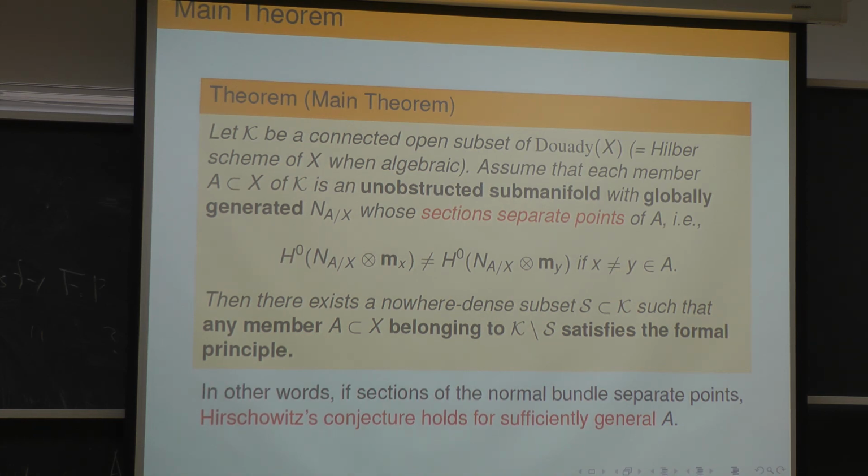If you would like to see a more explicit example, the original motivation of the problem was cases like this. People are interested in cubic hypersurfaces nowadays. So suppose you have a cubic hypersurface, and suppose you choose a line. The question is whether this line satisfies the formal principle. And this is still unknown. But this result says that if the line is sufficiently general, then it holds.